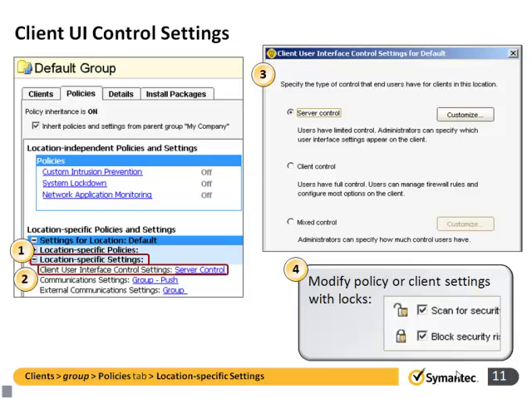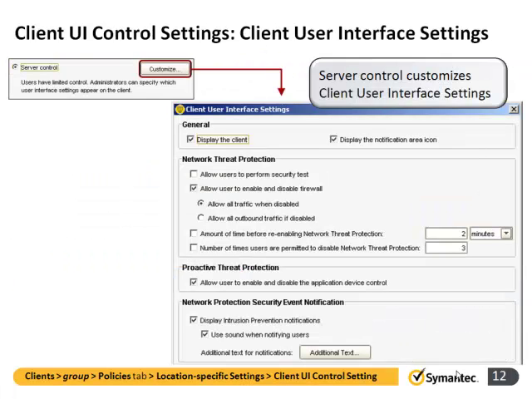Here we can see on the user interface control settings, we've specified server control, and this is where we can customize it. We can choose whether or not they wish to display the client or display the notification area icon. You can make changes to the network threat protection, proactive threat protection, and the security event notification here as well.